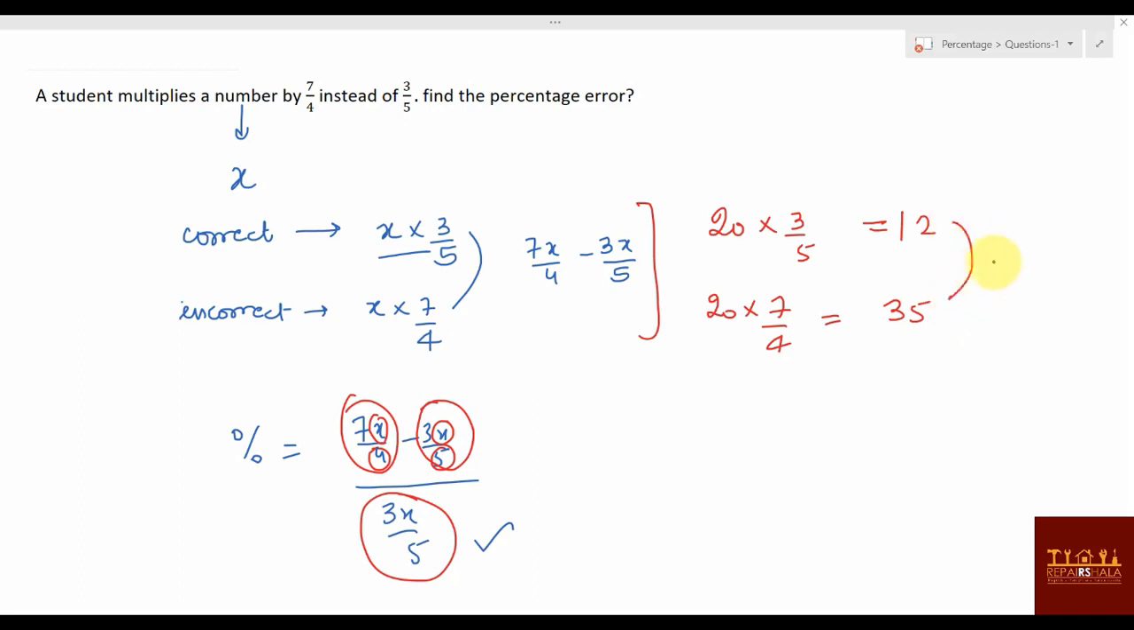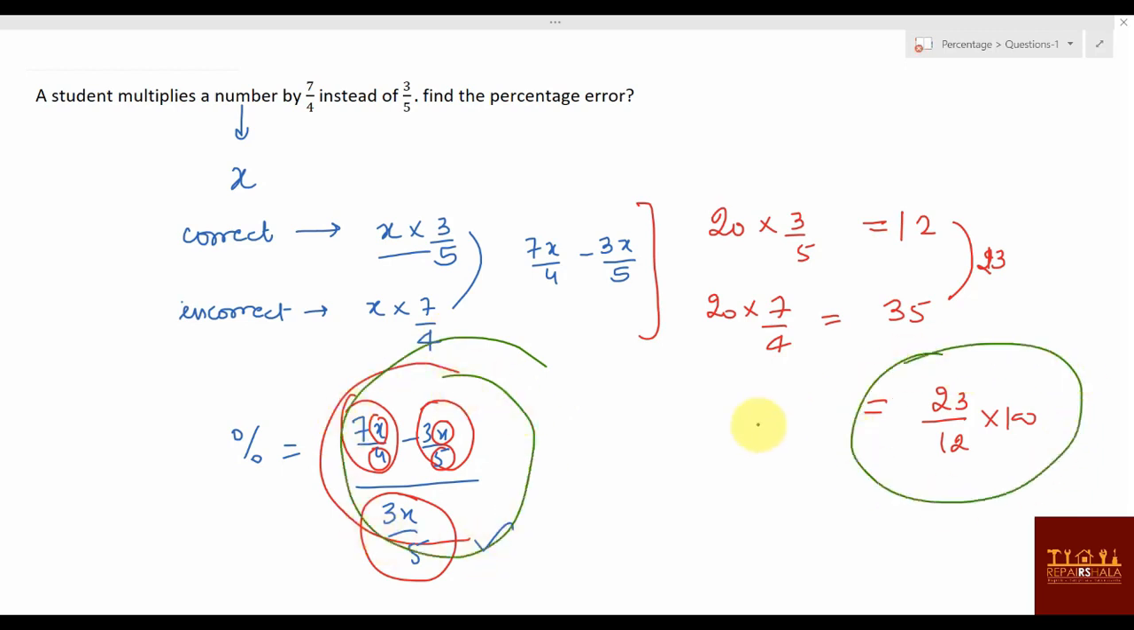How much increment is happening? 23 actually, 23. So what you can say? How much percentage error? 23 divided by 12 into 100. Now which is easier? Obviously solving this is easier. This will be approximately equal to 200%. Yes or no? It is less than 200%. How much less than? 1 by 12. 1 by 12 is 8.33.